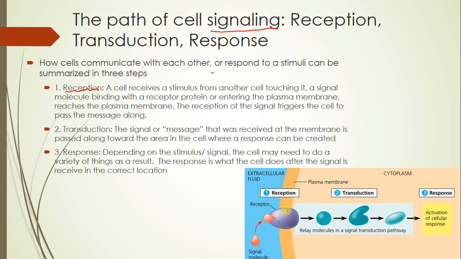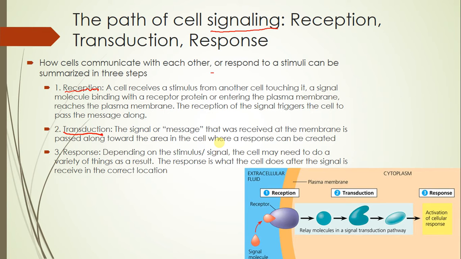And when the receptor receives that signal, it then triggers the cell to pass that message along to whatever part of the cell can carry out the function that's associated with that signal. The second part, transduction, is just passing that signal or that message along that was received towards wherever area of the cell or components in the cell that are capable of making a response to that signal.